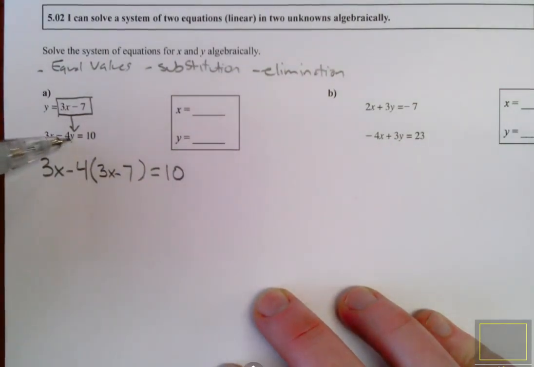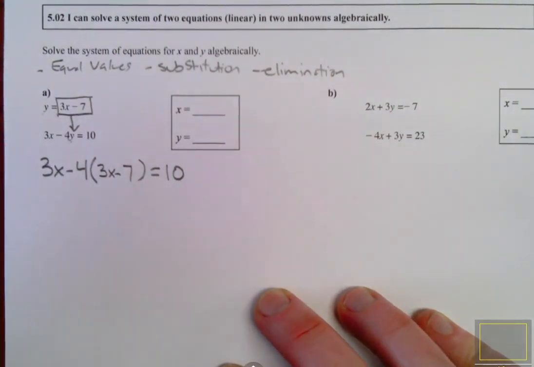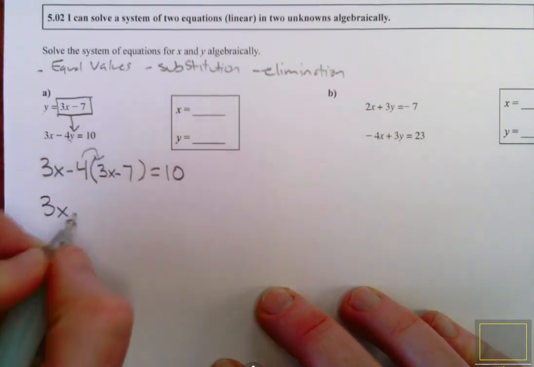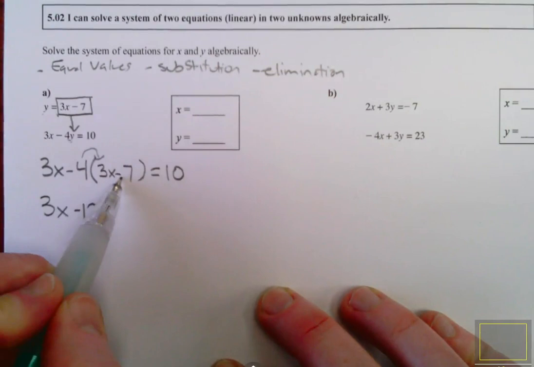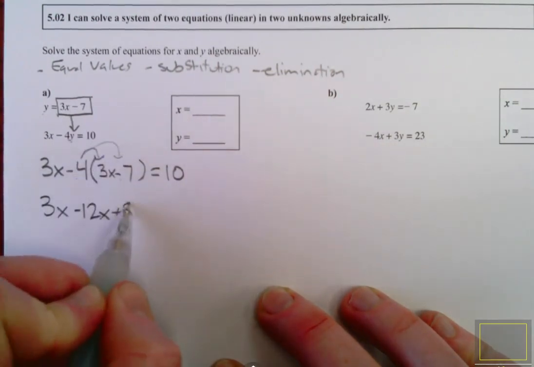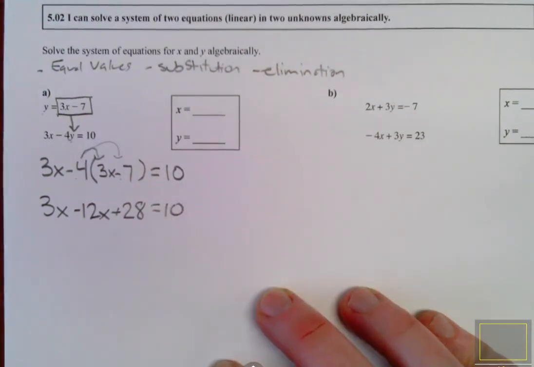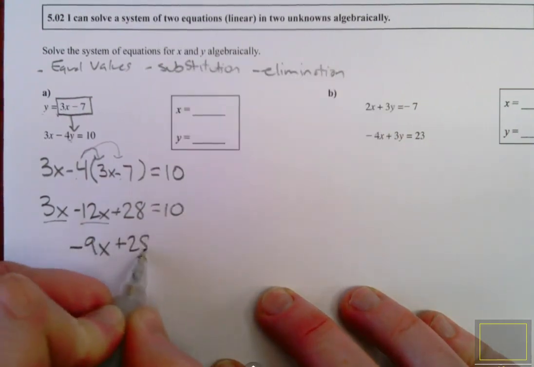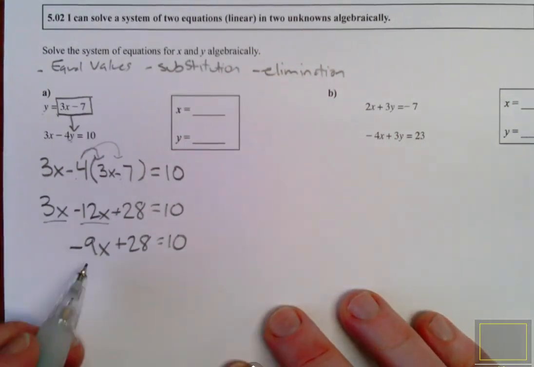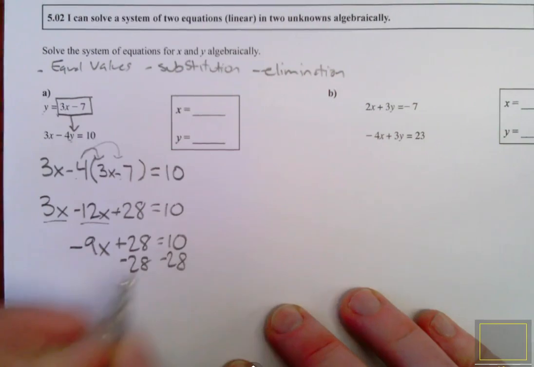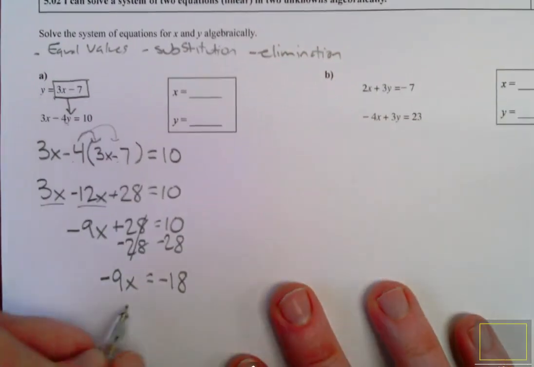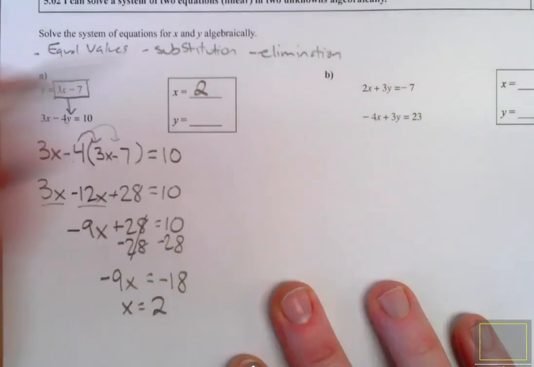I replaced this y with what's inside the box here, because I know that y is equal to 3x minus 7. So now I just solve this like I would a single variable equation for x. 3x, I'm going to multiply by negative 4, so I have negative 12x. Negative 4 times a negative 7, negative times a negative is a positive 28. Okay, I have 3x minus 12x, so that's negative 9x. Need to get x by itself, so I'm going to subtract 28. And I get negative 9x equals negative 18. So x is 2.